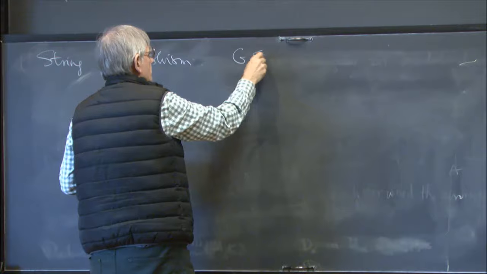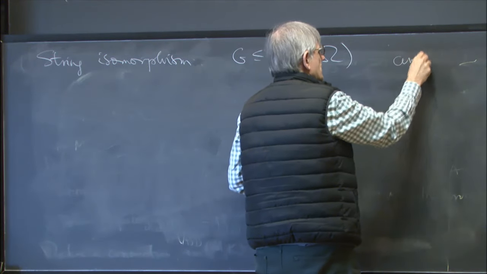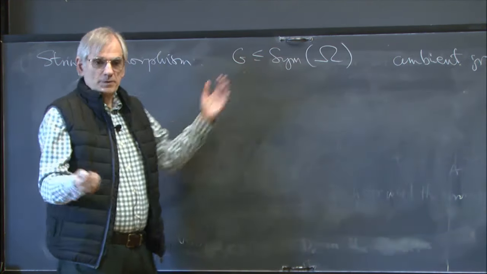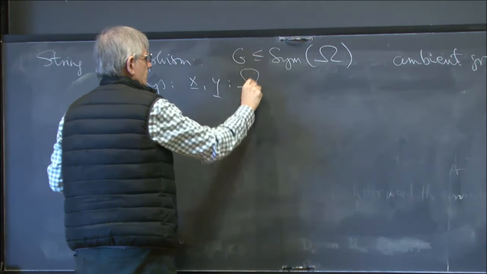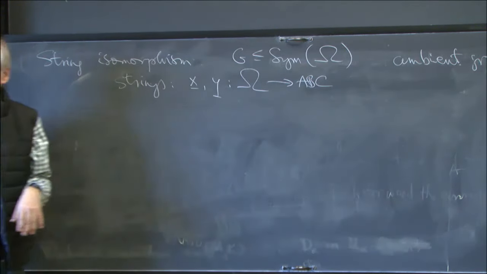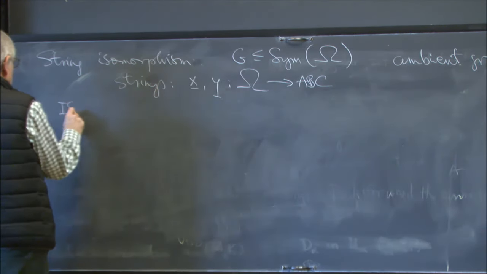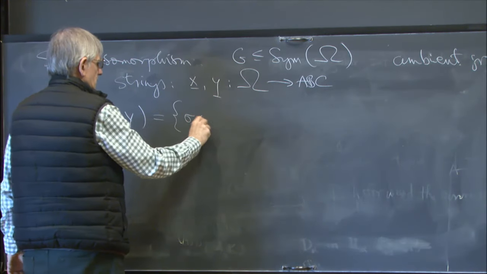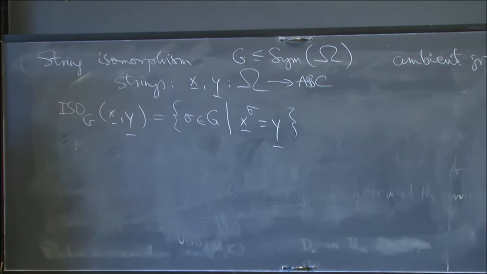Okay, for which the input is a permutation group on some domain which I always denote by omega. I am going to refer to this as the ambient group. And this omega is the set of positions, so strings are just functions from omega to some finite alphabet, and we are playing anagrams within the ambient group. Two strings are equivalent if there is an element of the group that transforms one into the other. So the set of G-isomorphisms of two strings is the set of those elements of G that transform this string into that string. Okay, so that's the definition. And that's the target object.